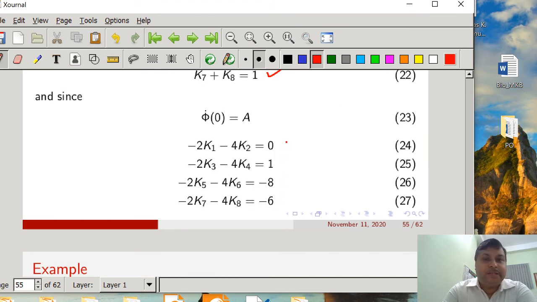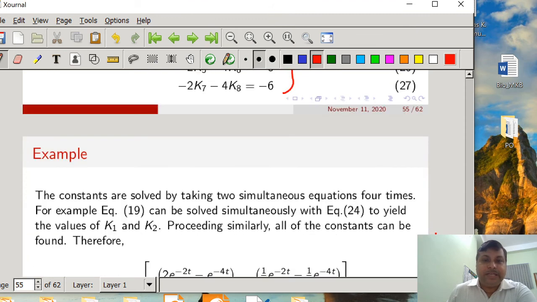Okay, so this is the other four equations. Now what we can do is take two equations at a time to solve each of the constants. Here the hint has been given: the constants are solved by taking two simultaneous equations four times.